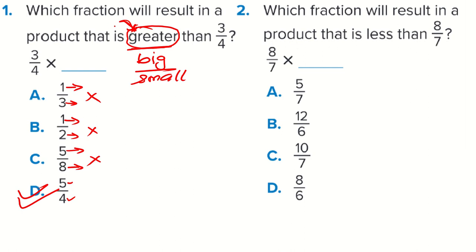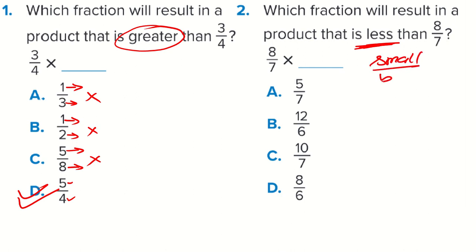But make sure that you are reading the question carefully, okay? You must see whether they are asking about a greater number or a smaller number. For example, you see, which fraction will result in a product that is less than 8 over 7. So here you find less than. So the numerator should be small and the denominator should be bigger. So here you see, this is a small number, this is a big number, yes? So this will be the correct answer. But just check the other options also. Numerator is big, denominator is small, so not possible. Same for this, not possible, okay?